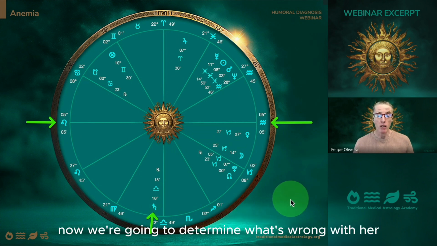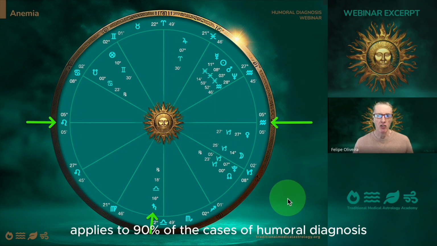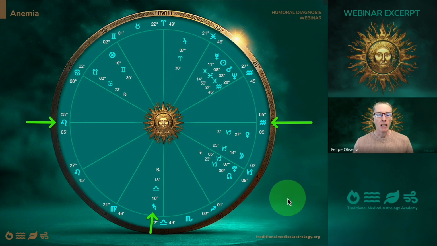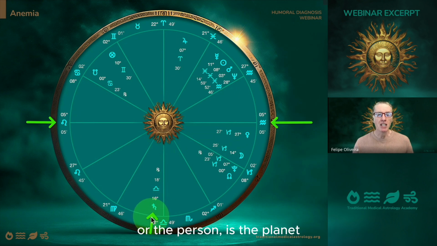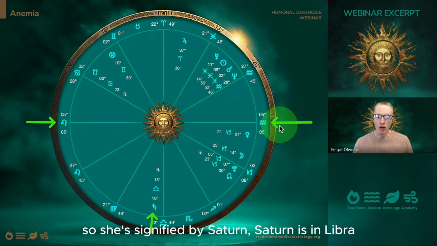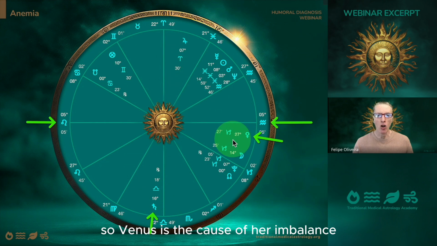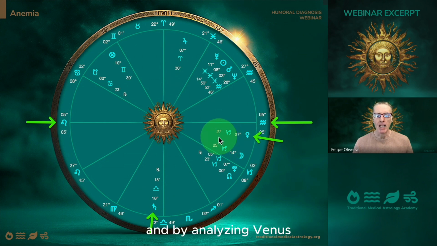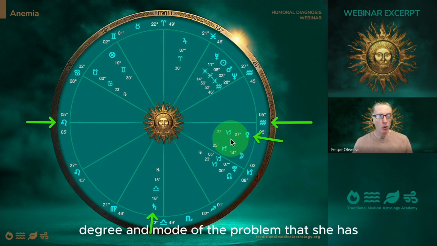Now we're going to determine what's wrong with her. The technique that we're going to use applies to 90% of the cases of humoral diagnosis, and it's extremely simple. The planet that is the dispositor of the body or the person is the planet that describes the cause of the imbalance. She's signified by Saturn. Saturn is in Libra, so its dispositor is Venus. So Venus is the cause of her imbalance, and by analyzing Venus, we're going to determine the type, degree, and mode of the problem that she has.